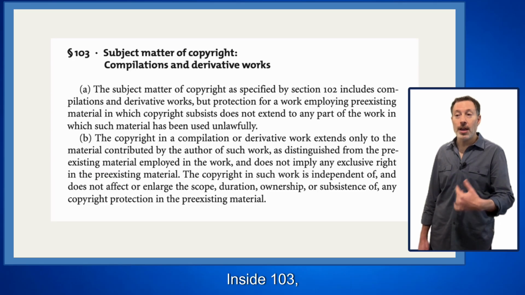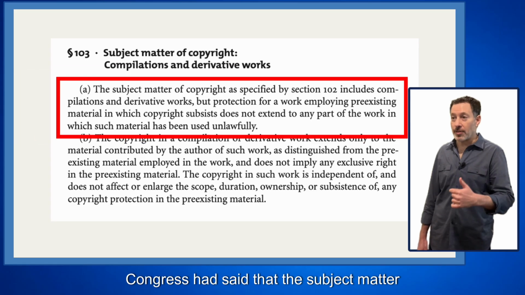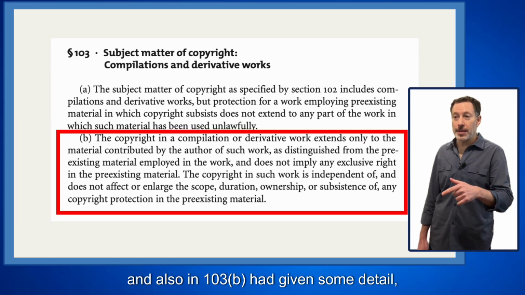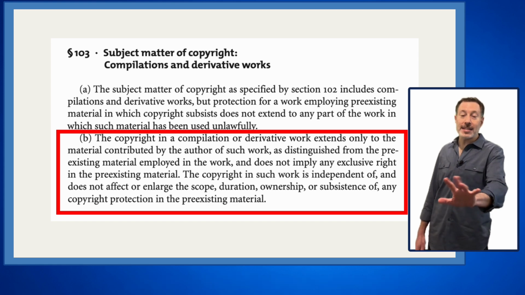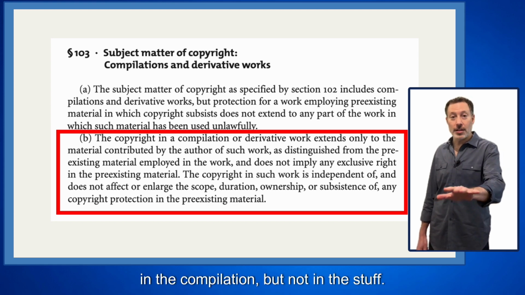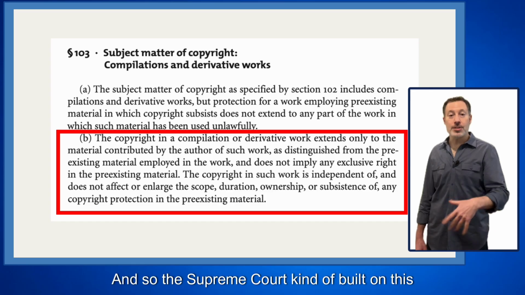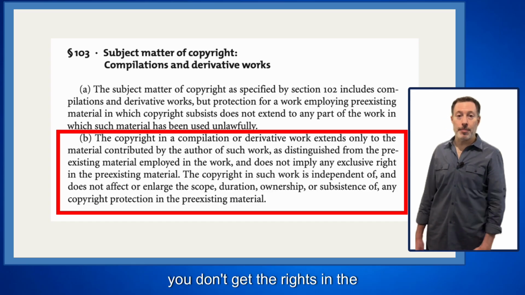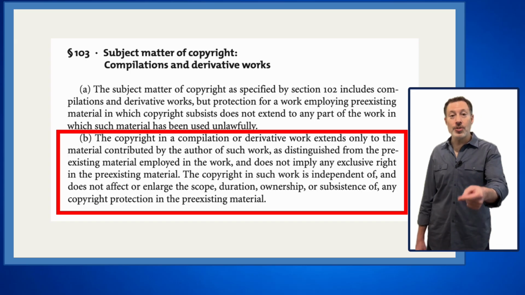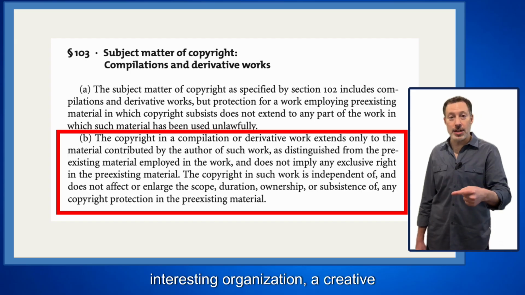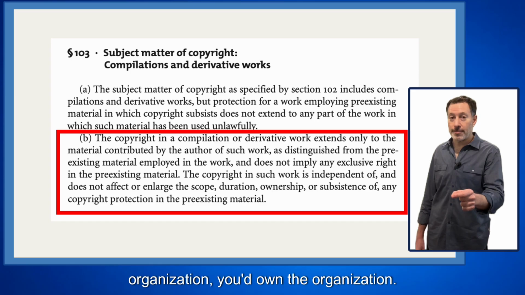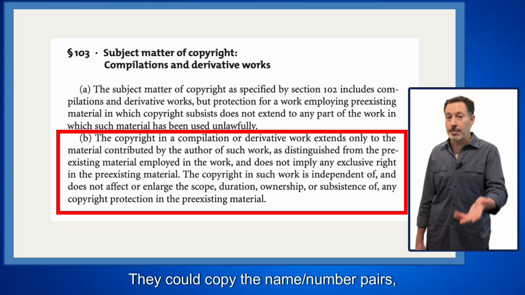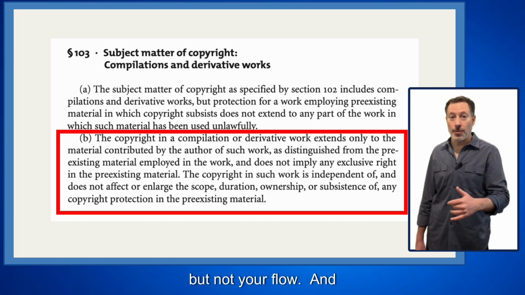And there's more law, just so you know it's there. Inside 103, Congress had said that the subject matter of copyright includes compilations, and in the rest of A and also in B had given some detail, basically saying you get the right in the compilation, but not in the stuff. And so the Supreme Court kind of built on this and said, if you show me a phone book, you don't get the rights in the name-number pairs. But if you have an interesting organization, a creative organization, you'd own the organization. Someone couldn't copy your organization. They could copy the name-number pairs, but not your flow.